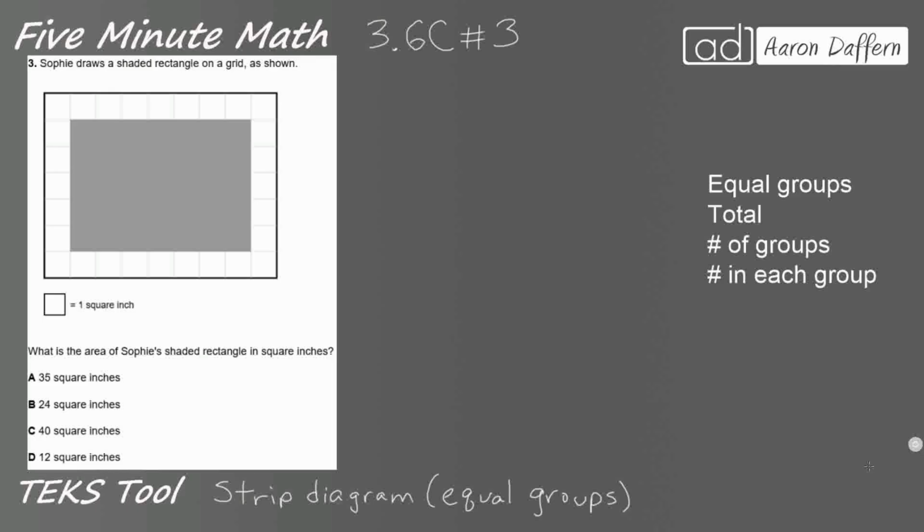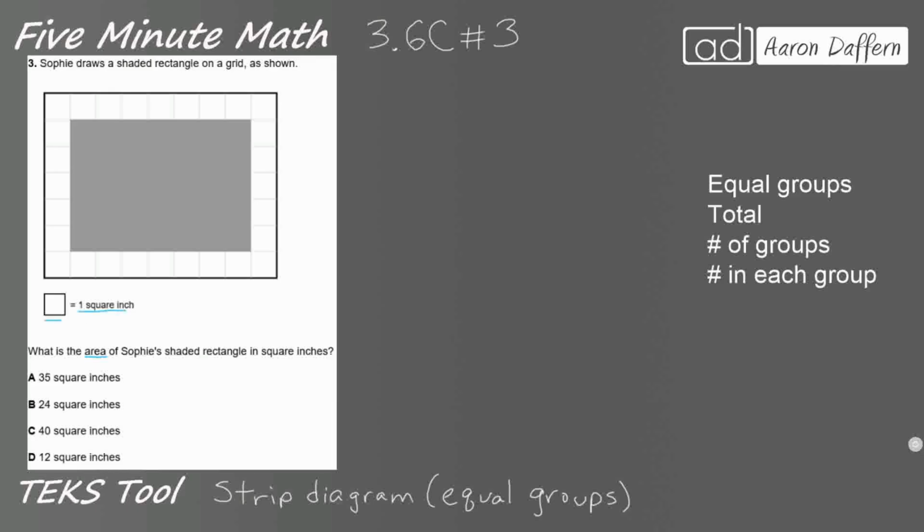So we have a shaded rectangle on a grid. Each of these squares is 1 inch, and we need to find the area. When we are in the fourth grade, we will start looking at the formula for area. But in the third grade, we are looking at it as an equal group problem with columns and rows of squares that are the same size. And you see this key right here that each of these squares equals 1 square inch.